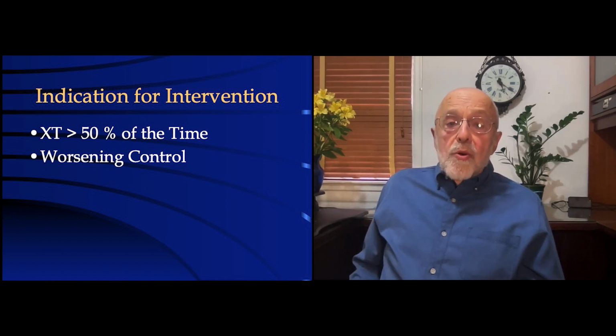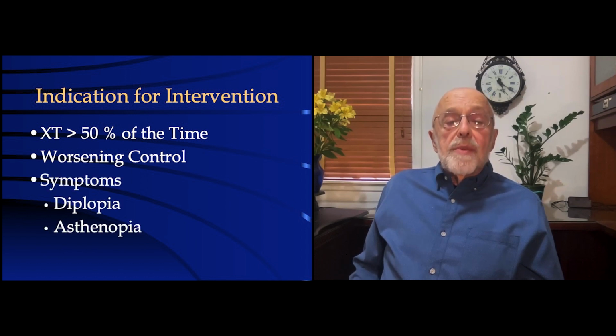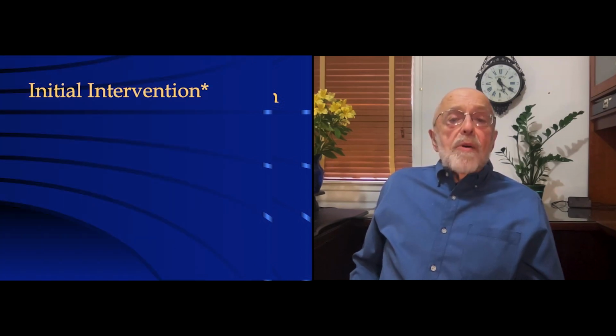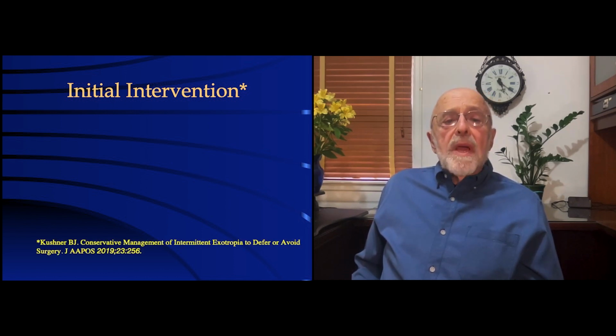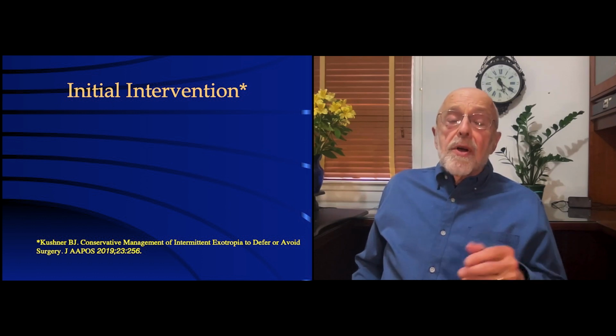Use the control score, as I said. If control is worsening, that can be an indication for treatment. Or if there are symptoms, diplopia or asthenopia, that can be an indication for treatment. Now, if I have a new child with intermittent exotropia, a new patient presenting, my initial intervention, especially if they're young, is non-surgical management to try and improve their control.